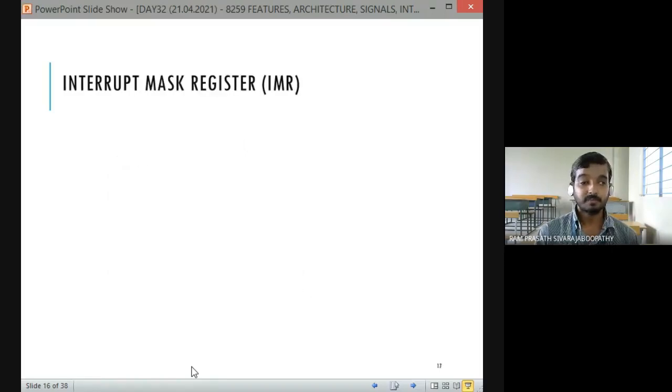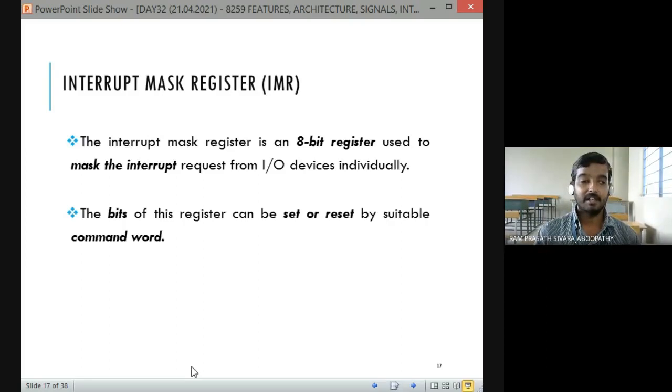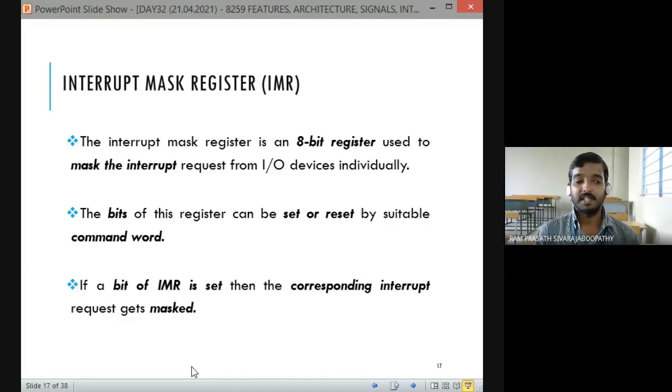Very good. Then now we'll go with the mask register. Each bit is going to be used to mask or unmask the interrupt. Okay, here if it is set, what does it mean? Masked. If it is 0, what does it mean? Unmasked. Correct? So individually you can mask or unmask any interrupt using this IMR.